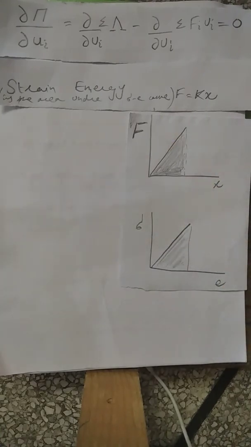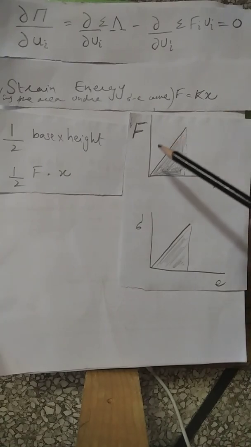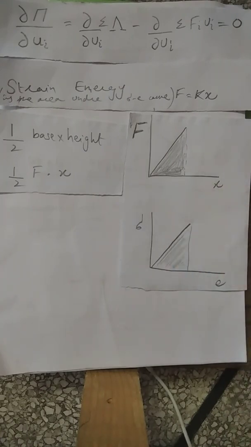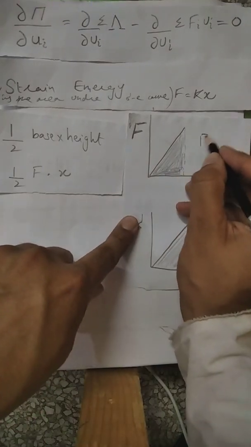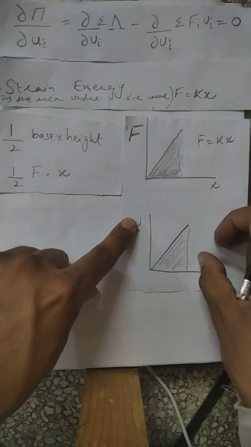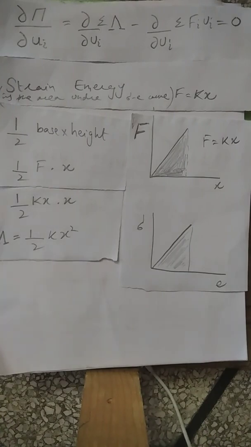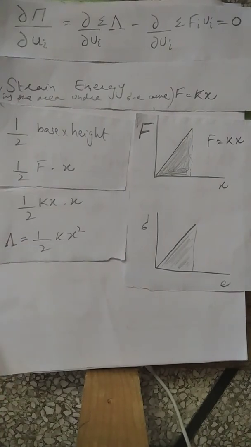As it is a triangle, and the area of a triangle is equal to 1/2 base into height, the height is F and the base is x, so it will become 1/2 F into x. And we know that F is equal to kx, also from the springs. We will put the value of F here, and it will become 1/2 kx into x, and the strain energy will become 1/2 kx squared. So this is one of the formulas for the strain energy. We will use another formula for strain energy.